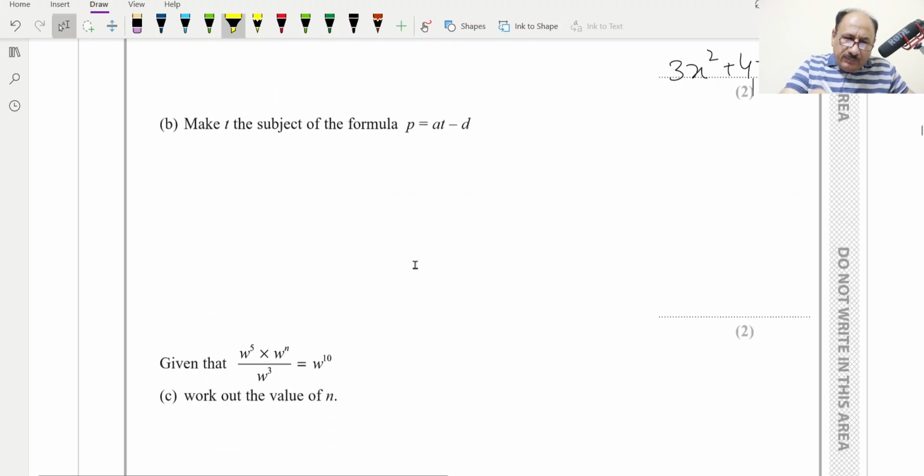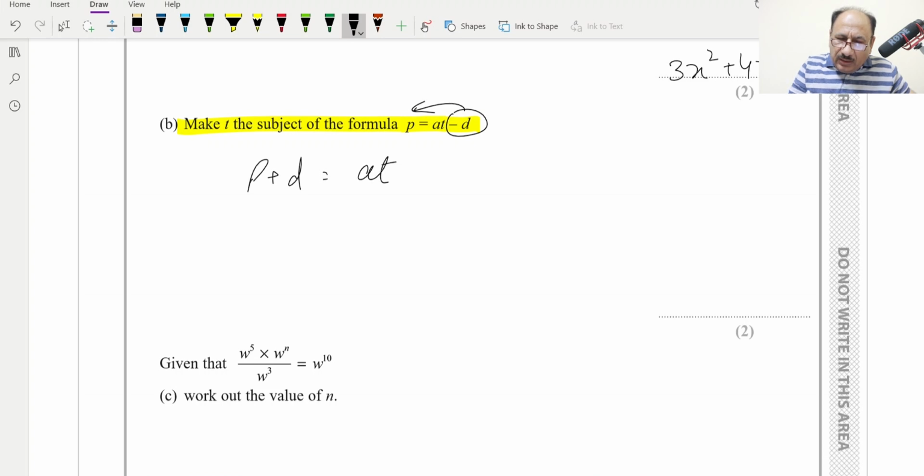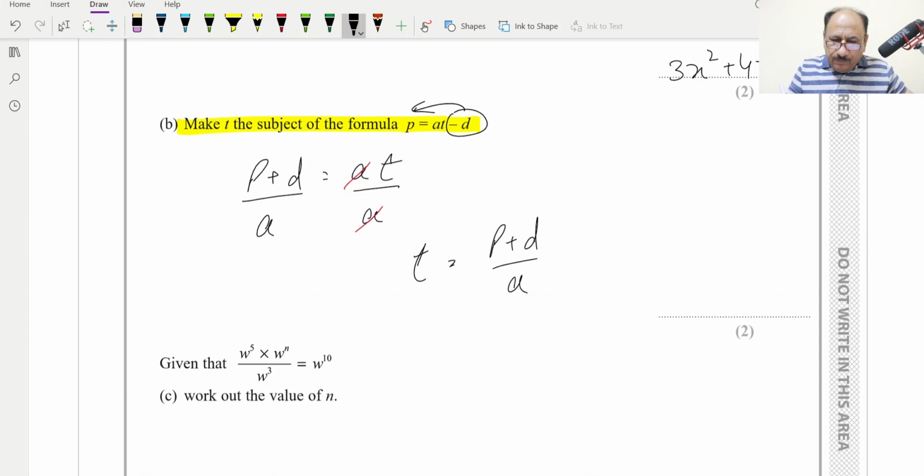Now the B part, make t the subject of the formula. This is provided, so t we have to make the subject. For that, first we will shift this d to the other side. So p plus d is equal to 80, and I'll write 80 separately. And now we will divide both sides by a, and this will be cancelled, and our answer will be t is equal to p plus d over a. This will be our final answer. t is equal to p plus d over a.